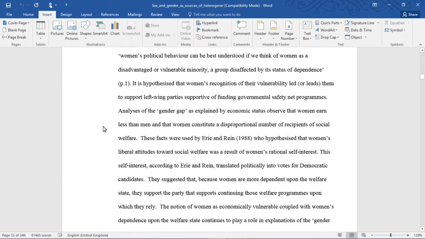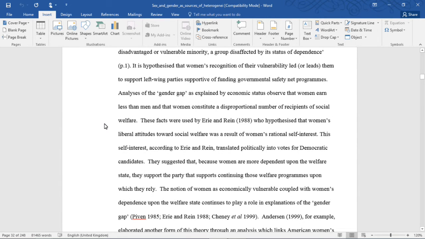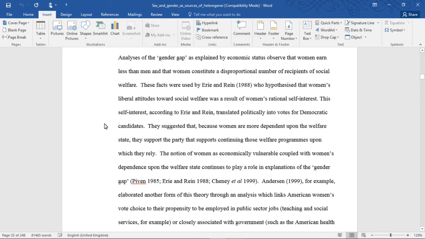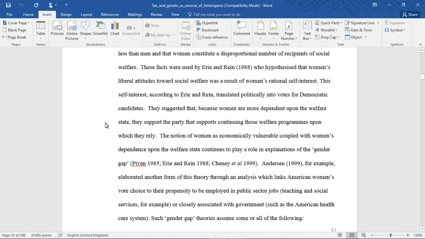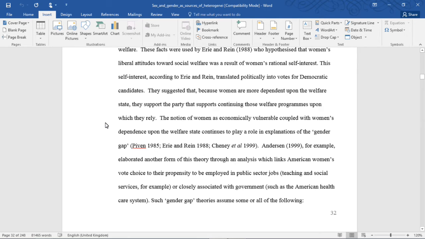It is hypothesized that women's recognition of their vulnerability led or leads them to support left-wing parties supportive of funding governmental safety net programs. Analyses of these gender gaps, as explained by economic status, observe that women earn less than men and that women constitute a disproportionate number of recipients of social welfare. These facts were used by Erie and Rein, who hypothesized that women's liberal attitudes toward social welfare were a result of women's rational self-interest. This self-interest, according to Erie and Rein, translated politically into votes for Democratic candidates.